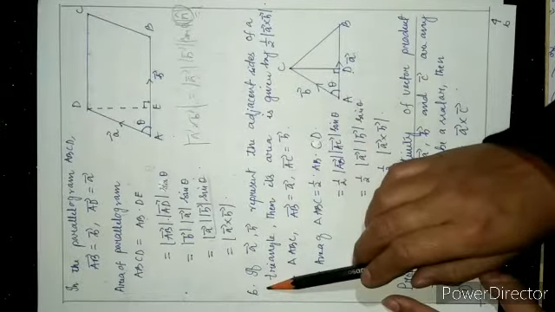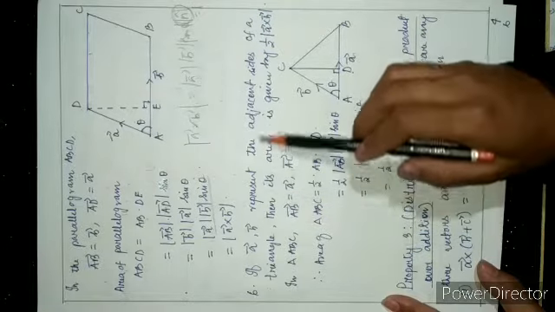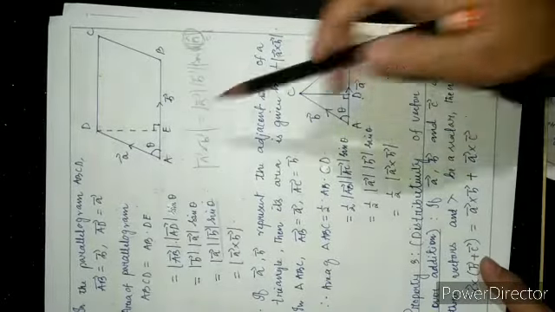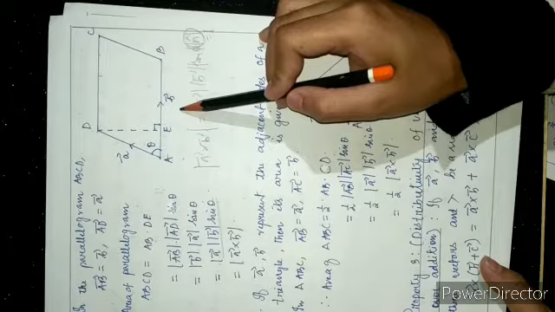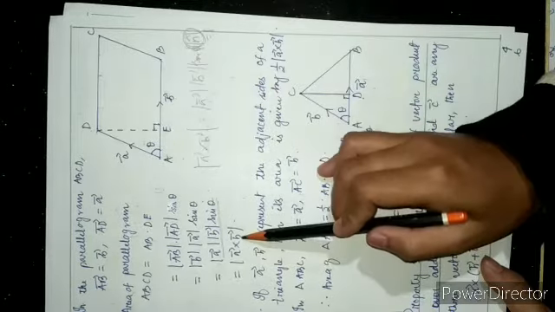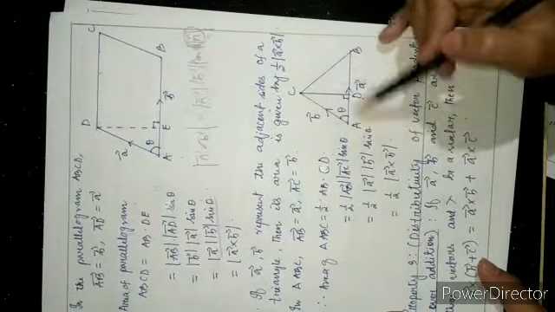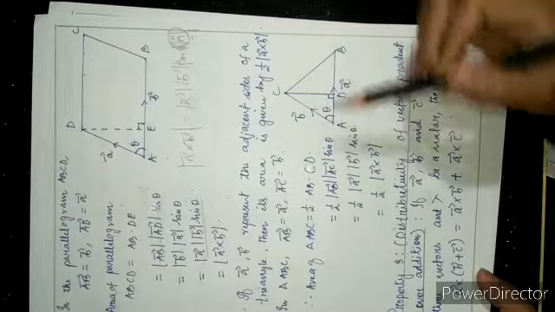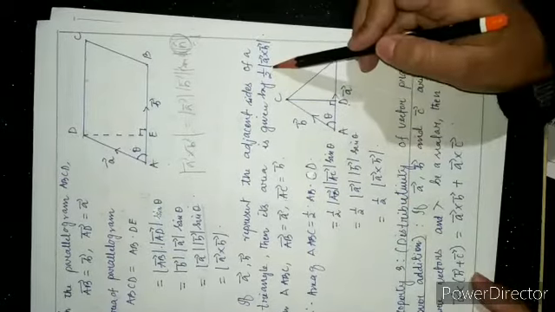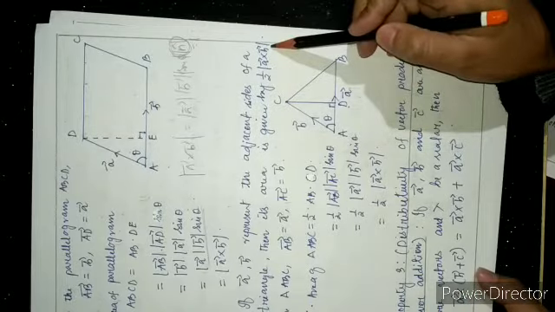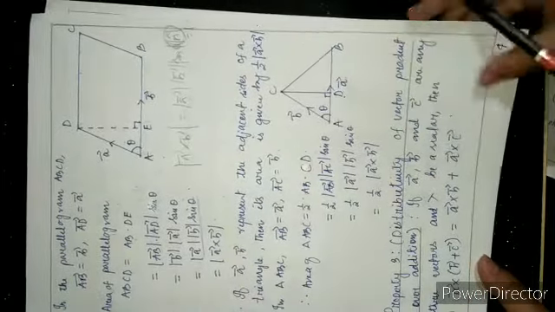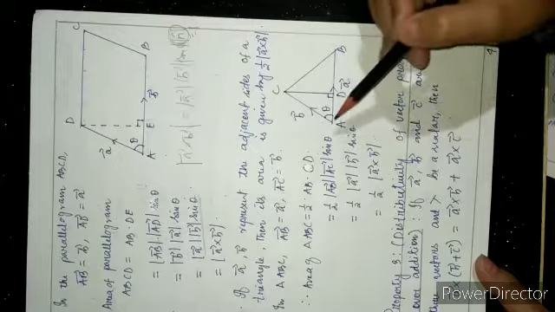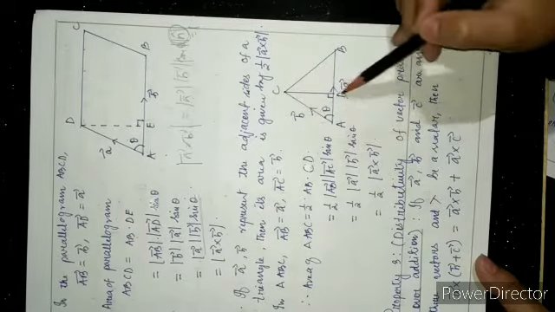Next, observation number 6. If A vector and B vector represent the adjacent sides of a triangle, then its area is given by half the magnitude of the cross product of the two vectors. The area of the parallelogram is the magnitude of the cross product, and the area of the triangle is half of that. In a triangle ABC, here AB side represents A vector, AC side represents B vector, and draw CD.